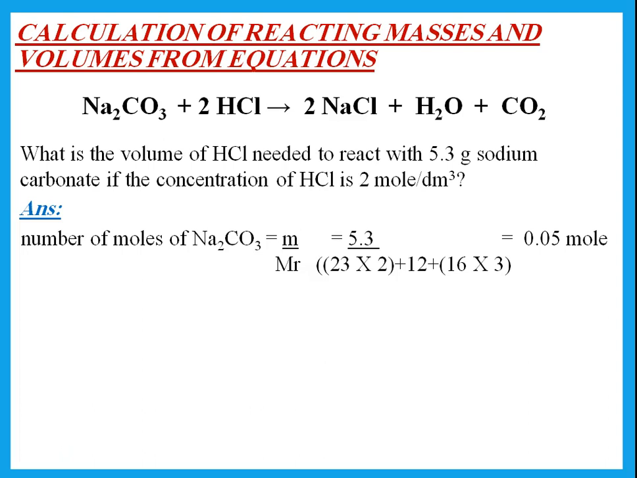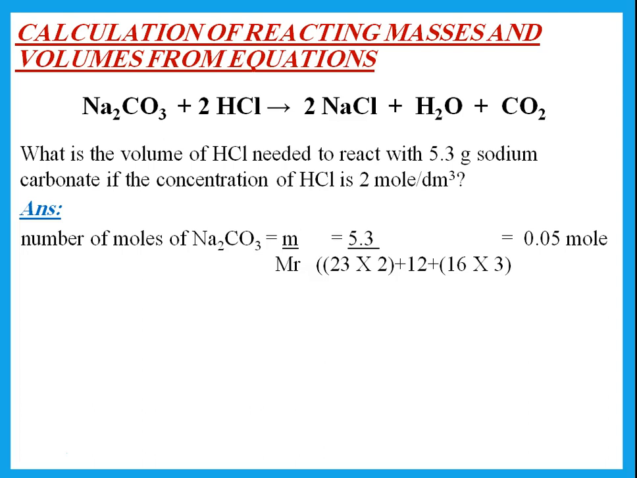Now let's look at the equation again. How many moles of HCl will I need? We said from the equation, the number of moles of HCl must be twice that of sodium carbonate. So if I'm starting with 0.05 of sodium carbonate, the number of moles of HCl will be twice of that. Number of moles of sodium chloride will be twice of that. Water is the same, so number of moles of water will be the same, 0.05, and number of moles of CO2 would be the same, which is 0.05. That we get from the relation of the equation.